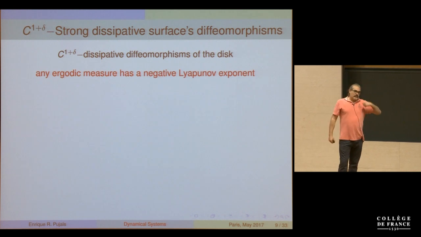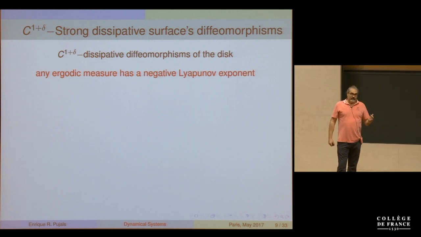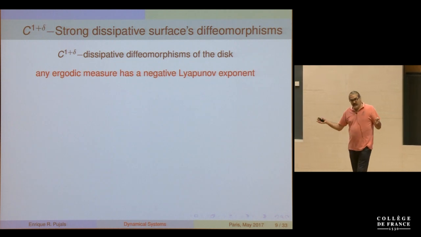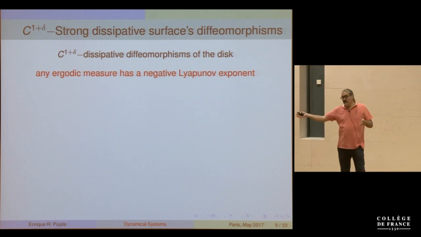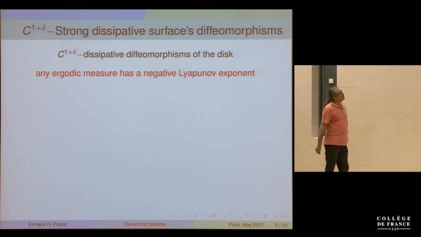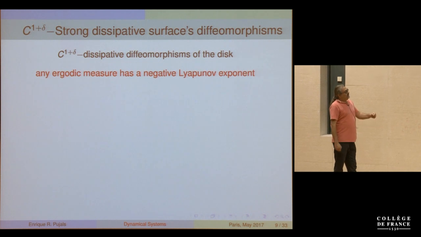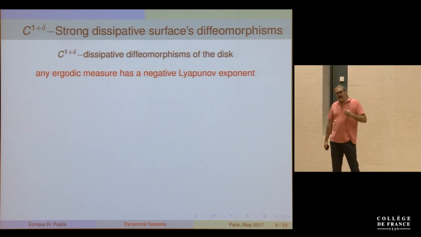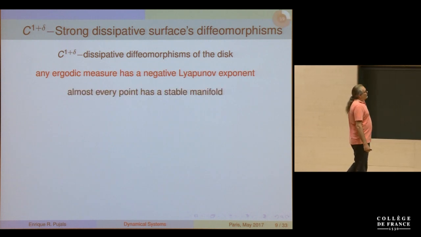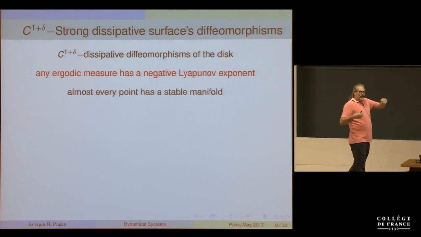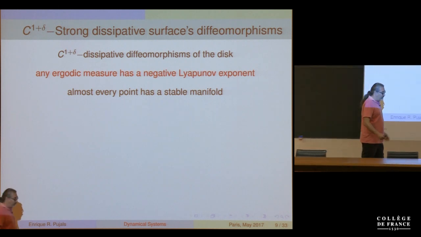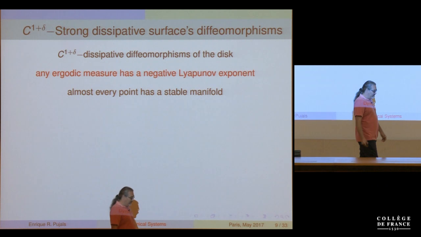Any ergodic measure is going to have a negative Lyapunov exponent. Well, because basically the sum of the Lyapunov exponents is the logarithm of the rate of dissipation, and if this is smaller than 0, at least one of them has to be smaller than 0. And if your ergodic measure is not supporting an attractive periodic point, almost every point related to this measure has an unstable manifold. This comes from Pesin theory, non-uniform hyperbolic theory.